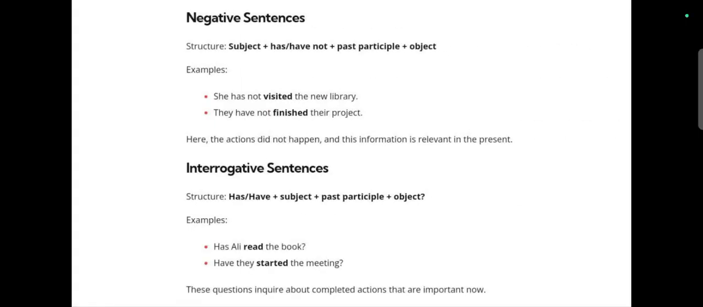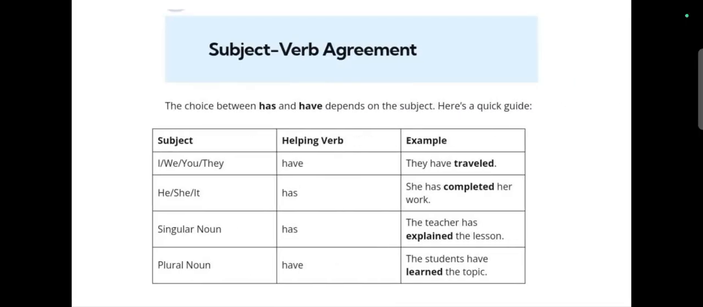There are other most important examples. He has not visited the new library, and similarly, has Ali read the book? And now this is the important part that we have to focus on most to understand very well about this present perfect.